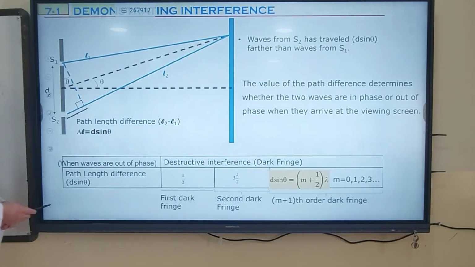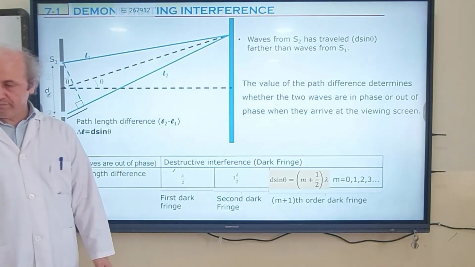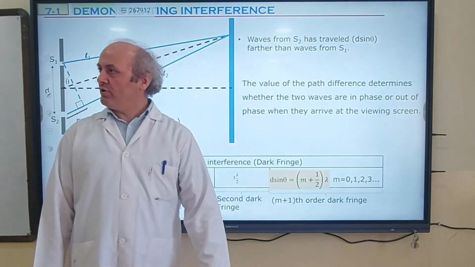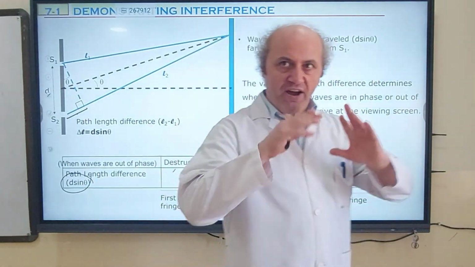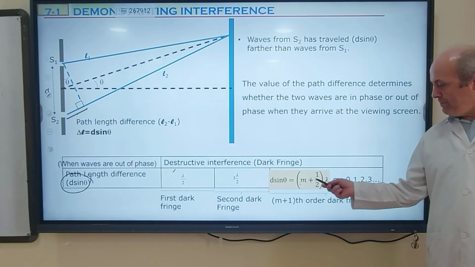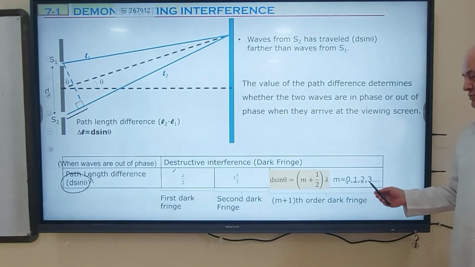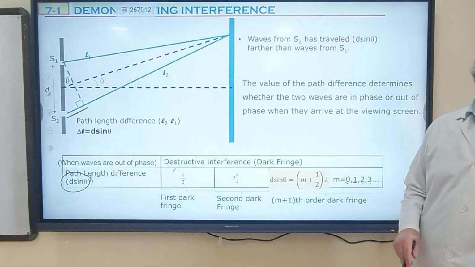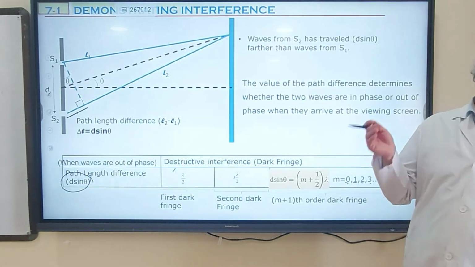For dark fringes, we know that d sine theta must be lambda over 2 for the first dark, 3 lambda over 2 for the second dark, 5 lambda over 2 for the third dark, 7 lambda over 2 for the fourth dark, and so on. In general, if I want to write an equation, d sine theta is going to be (m plus 1 over 2) lambda, where m is 0, 1, 2, 3, and so on. However, this 0, 1, 2, 3 does not indicate the order of the dark fringe. The order must be 1 greater.